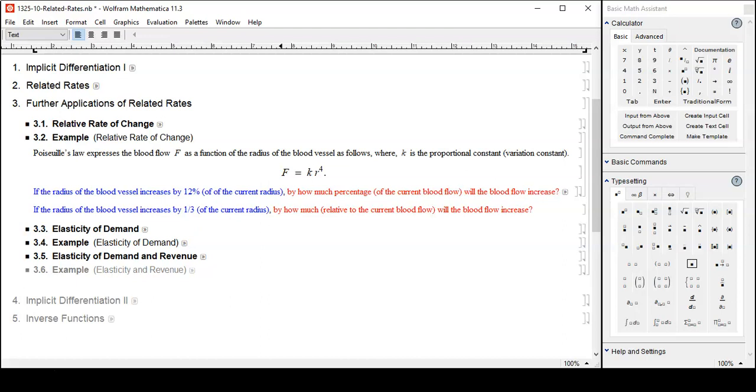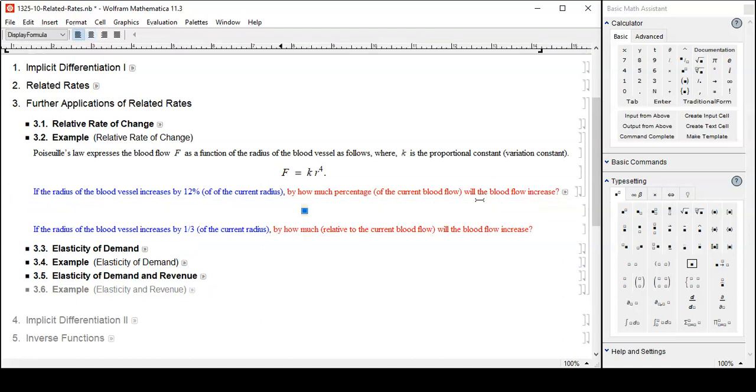Those are hidden. Now it's very, very clear that we are talking about the relative rate of change. Okay. So what does this blue part say? The radius increases. Okay, we are talking about an increase. So this is rate of change. The rate of change is 12% of the current radius.